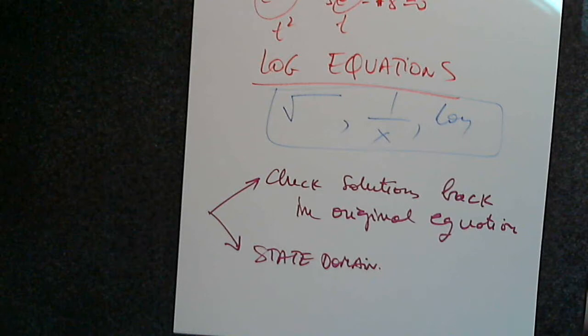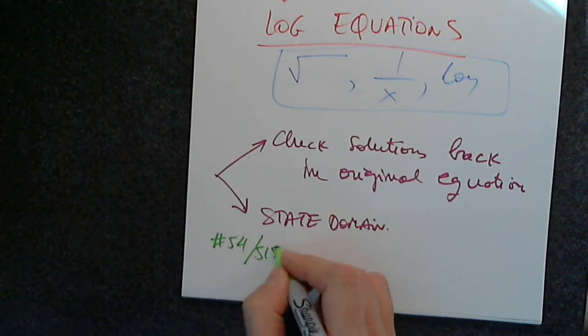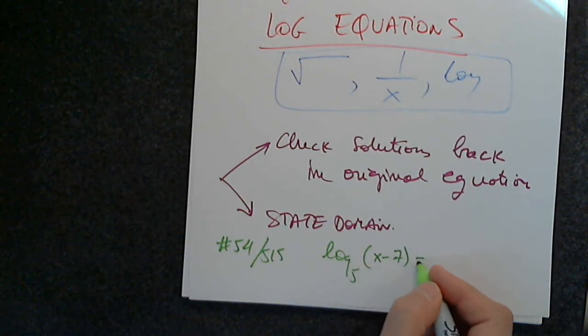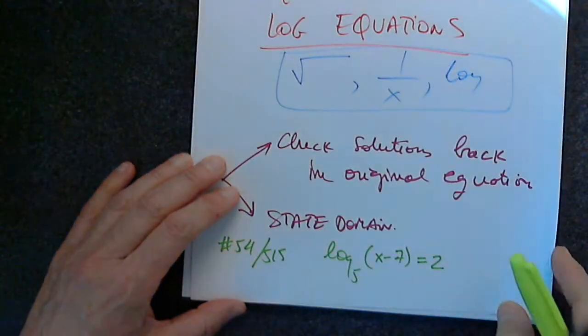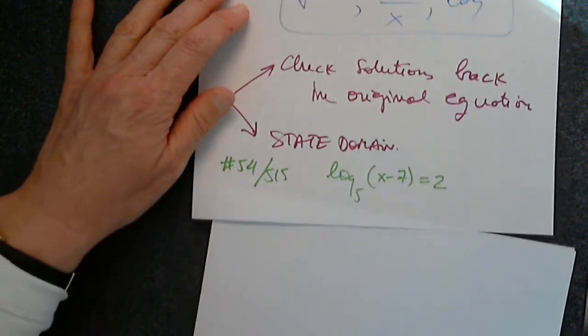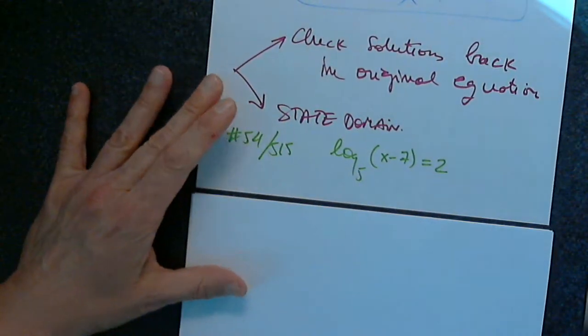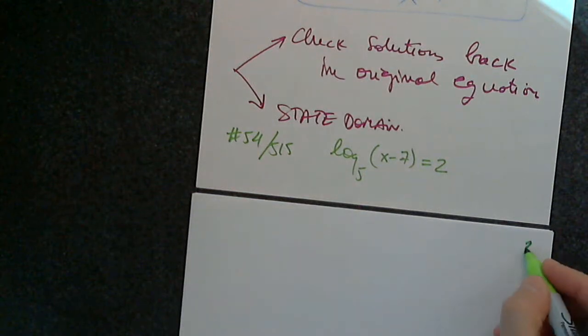Okay, so let's start with our first problem. Let's say 54 on page 515. And that's log base 5 of x minus 7 equals 2. The reason I say, quote unquote, that I'm lazy when it comes to checking solutions is, first of all, I may forget. It's very possible. And the solution that I come up with may not work. So that's incorrect if I consider it the solution, but actually it's not.